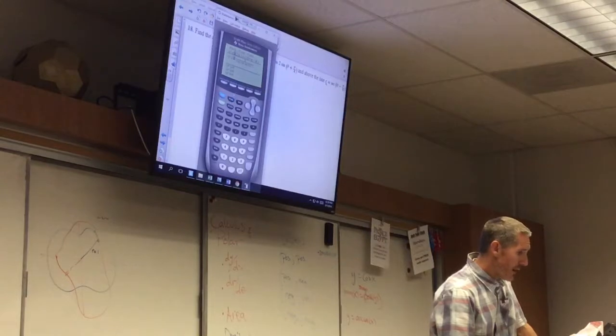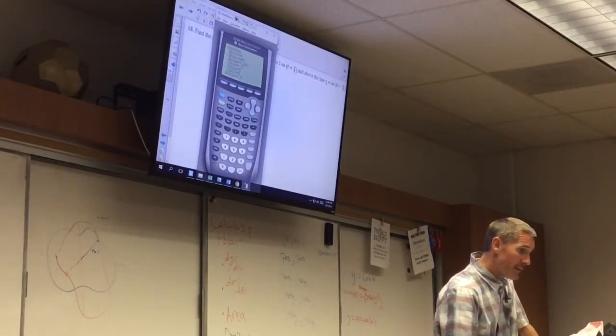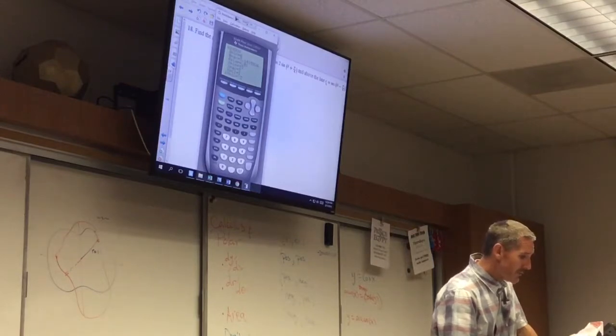So for my window, because they don't tell me, I'm going to go from 0. I like going from 0 to pi first. And I'm going to go from negative 2 to 2. Why am I choosing negative 2 to 2, guys?